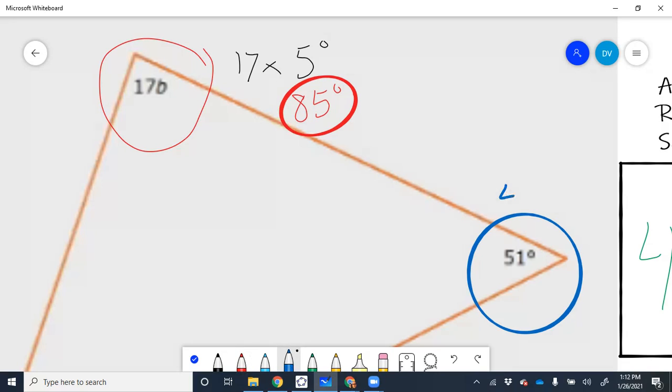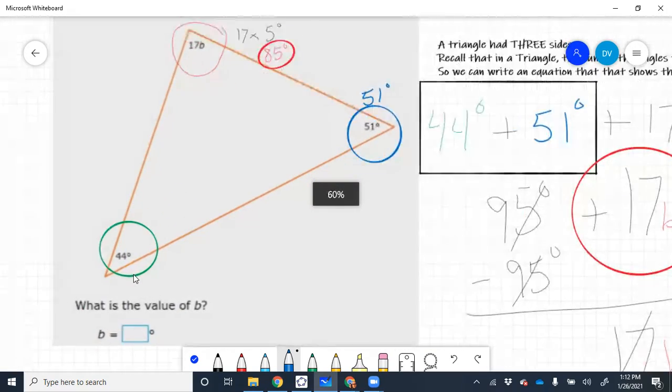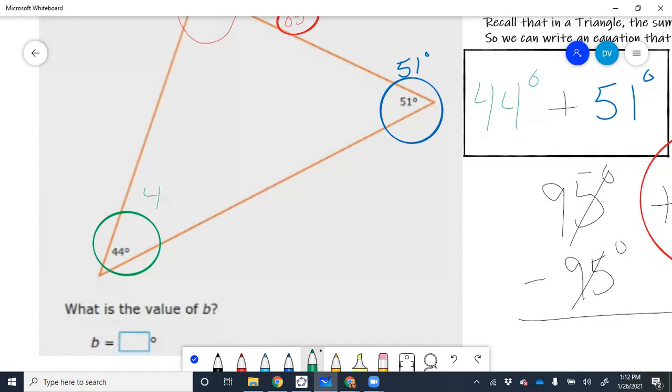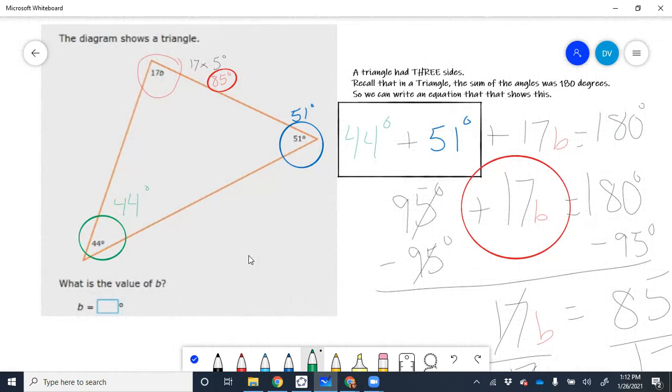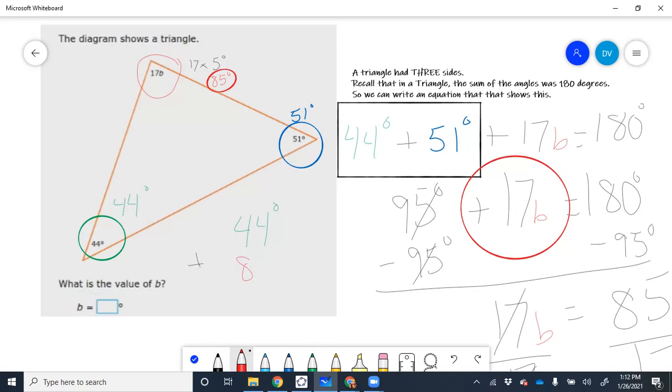The blue angle is 51 degrees, and the green angle is 44 degrees. To check to see if this is right, if we add up all three of these angles, what should we get? We should get 180 degrees. Let's check it out. It doesn't matter what order you put these in. I'll put the green first, 44 degrees. The red, 85 degrees. And the blue, 51 degrees.